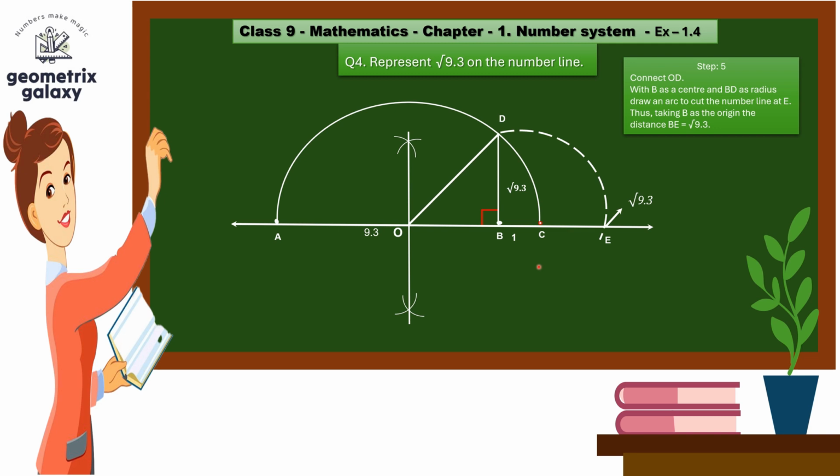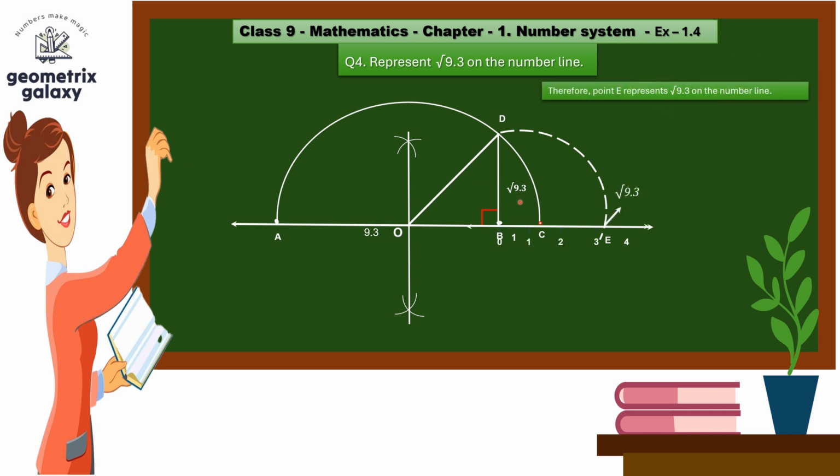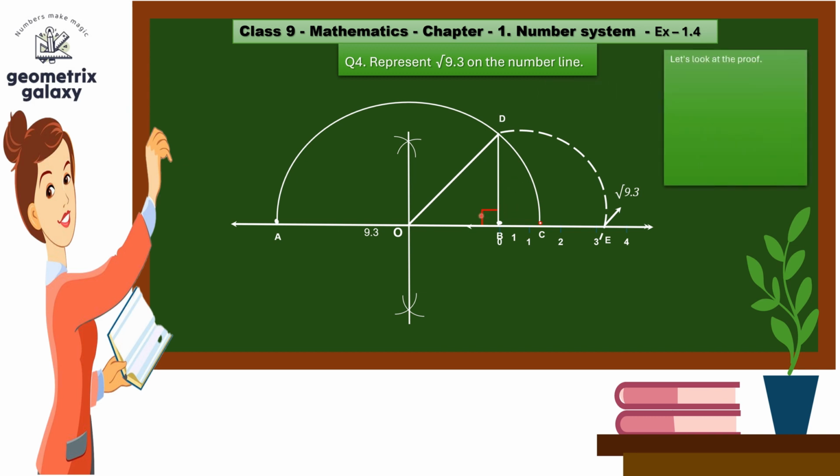As I said in the starting, we know that AB is equal to 9.3 and BC is equal to 1. Therefore, the measure of AC is equal to 10.3. Now O is the midpoint. OA is equal to 5.15 and OC is also equal to 5.15 since they are the radius of the semicircle. Now you see that line OD is also the radius of the semicircle. Therefore, the measure of OD is 5.15.